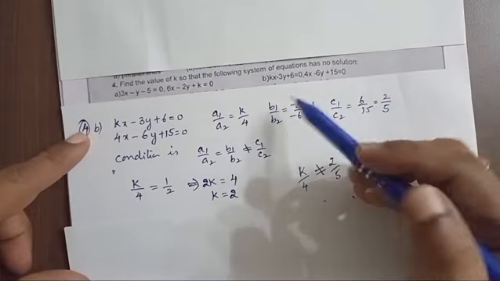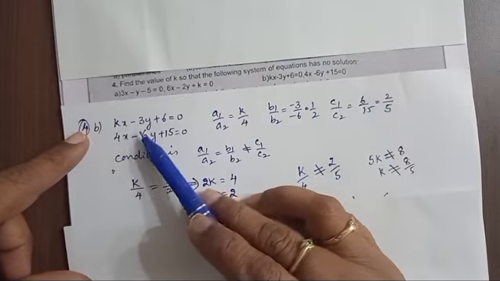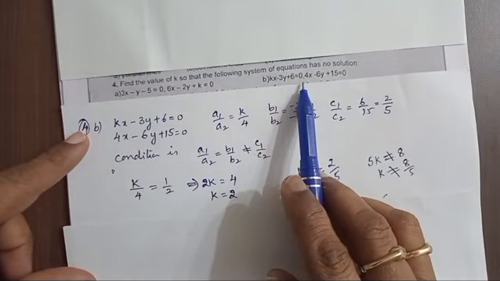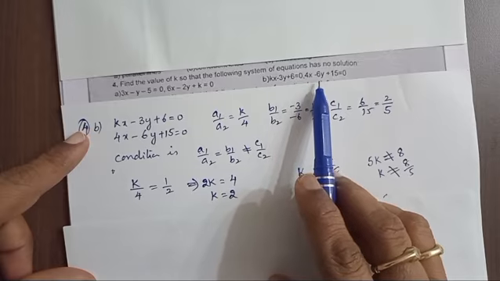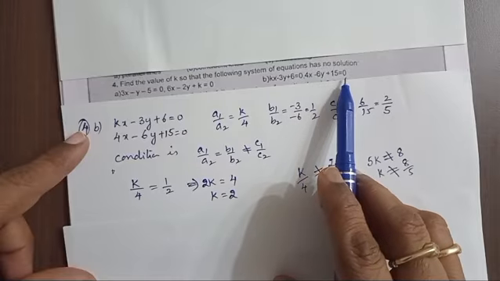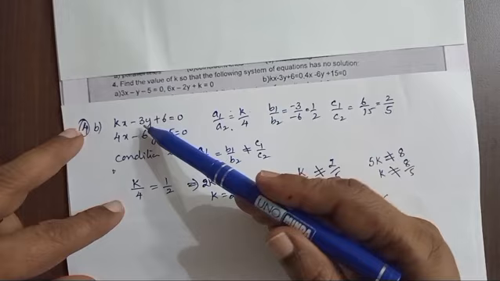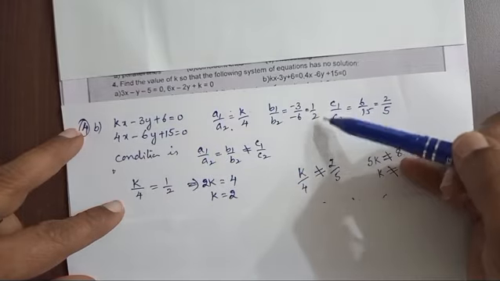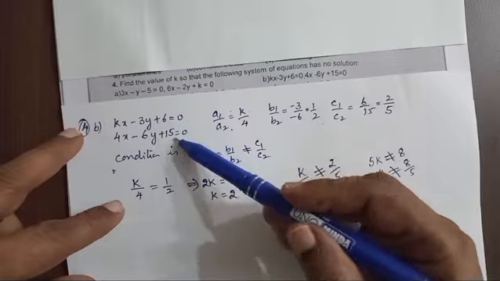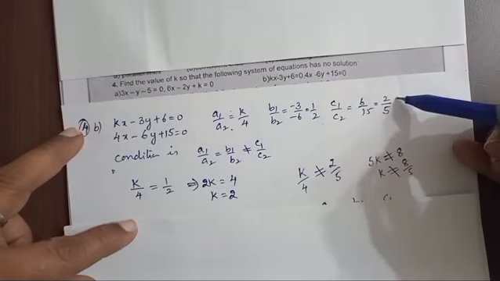Question 4b. The equations are kx - 3y + 6 = 0, 4x - 6y + 15 = 0. The ratios a1/a2 = k/4, b1/b2 = -3/-6, which is 1/2, c1/c2 = 6/15, which is equal to 2/5.